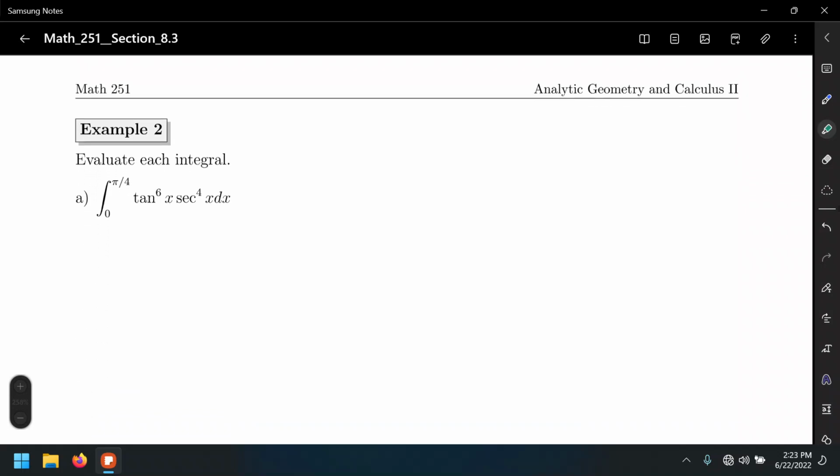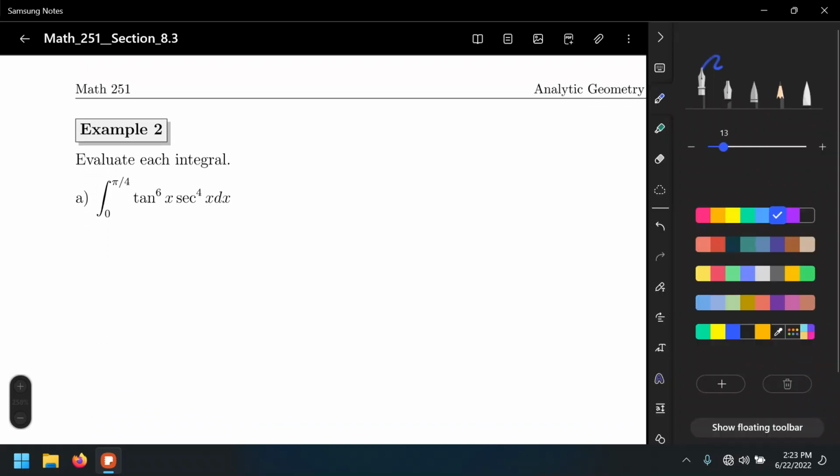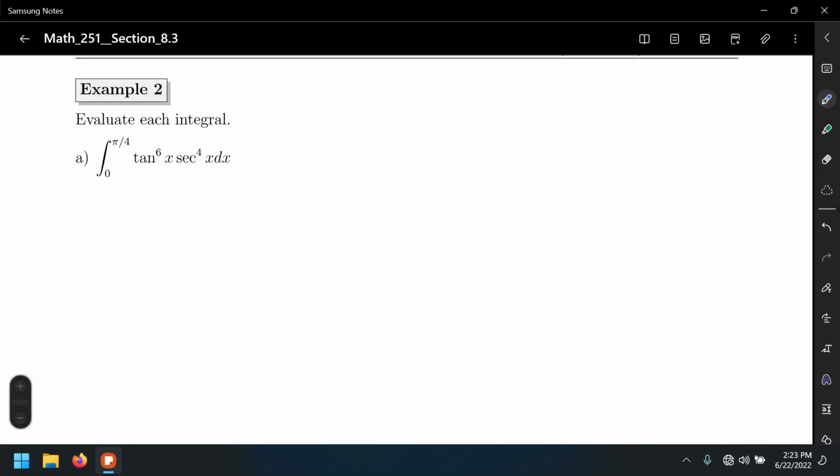By the way, this one will be a definite integral, so it's going to work the same. We do all the necessary algebraic techniques, or in this case trigonometric identity manipulations, and then we use the fundamental theorem at the end. That's pretty much all it is. All right, so what do we have? We have an even power of tangent.